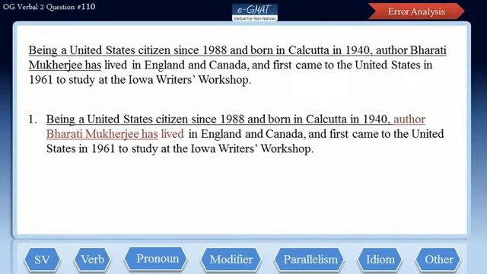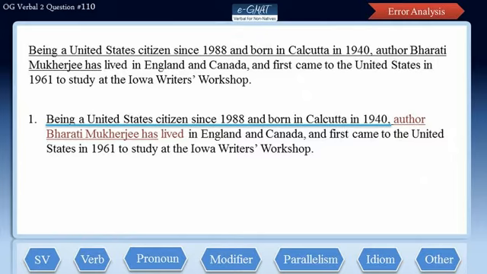The opening verb-ing modifier connects the author being a US citizen and being born in 1940 to her living in England and Canada, illogically implying that because she is a US citizen and because she was born in 1940, she lived in England and Canada and she first came to the US to study in 1961.